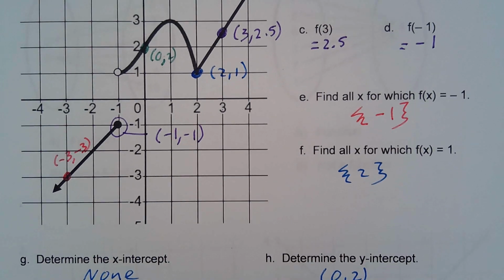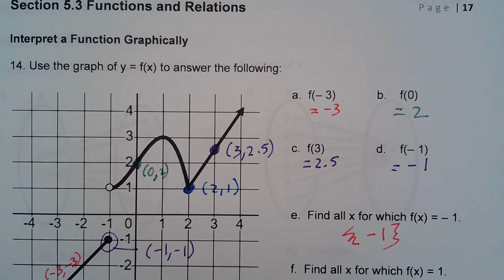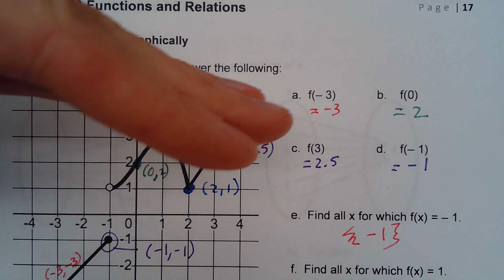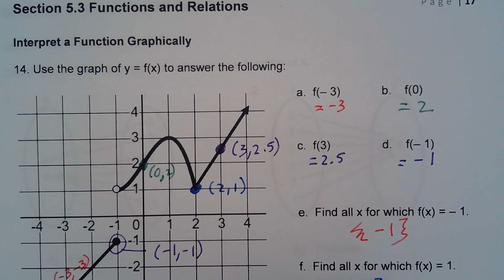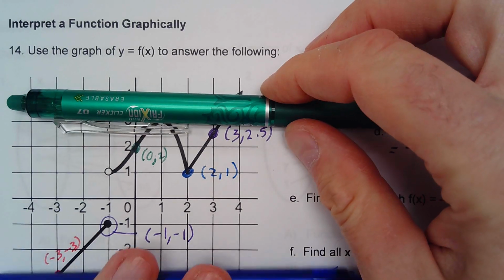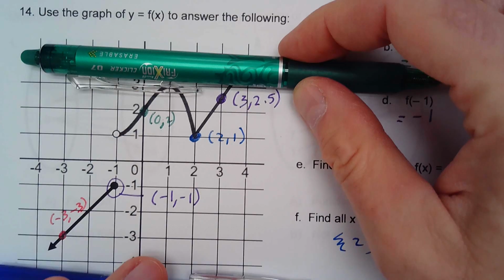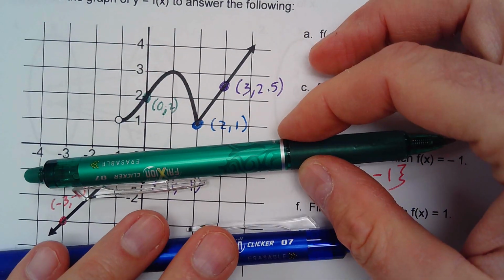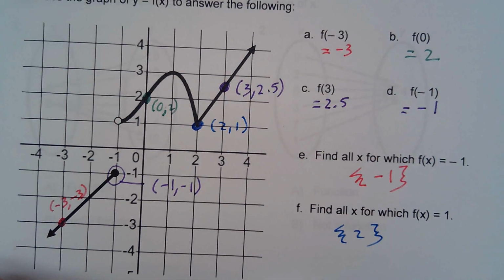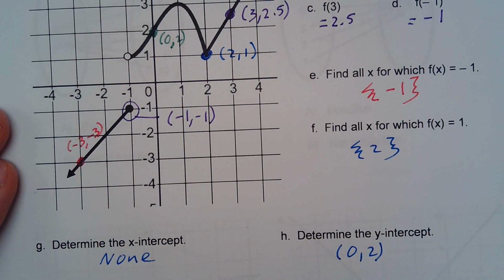All right, let's do the domain. So if I were to take this and squish it down with that arrow there, I would hit the entire x-axis. So my domain is going to be all real numbers.